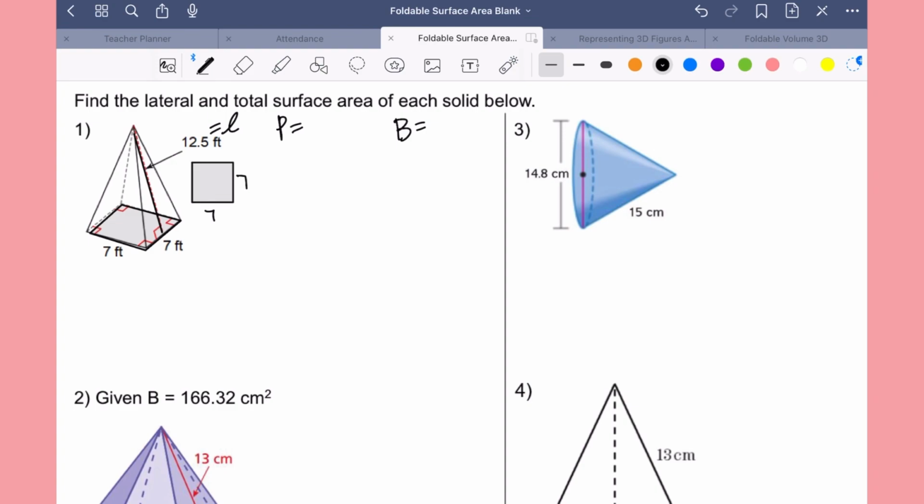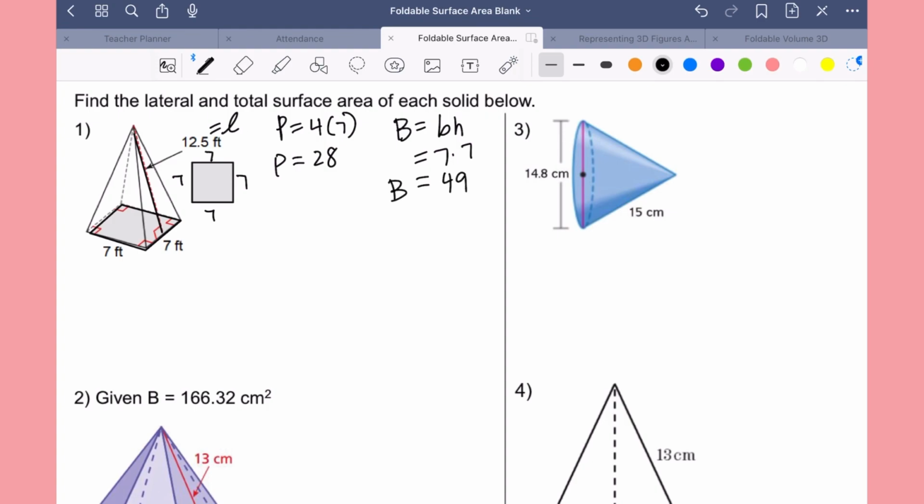If you draw the 2D base, now remember, this base is only for my perimeter and the area of it. The perimeter would be 4 times 7, 4 sevens, so that would be 28. The area of this square would be base times height, or length times width. So that would be 7 times 7. That would give me 49.